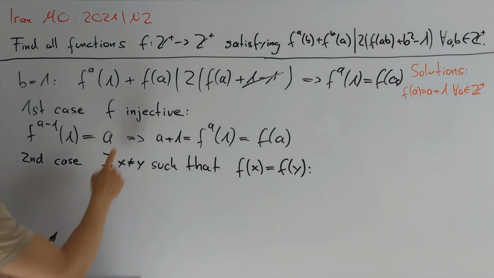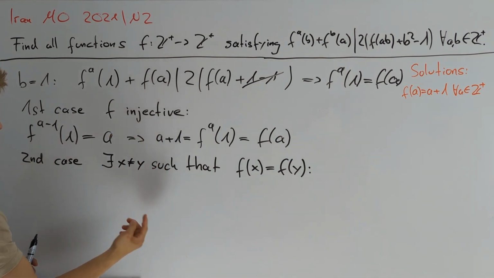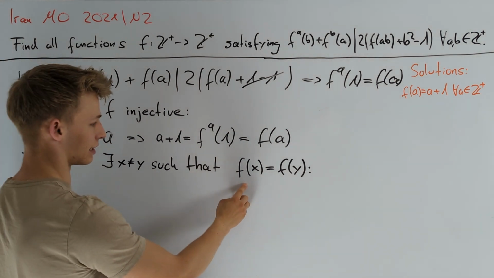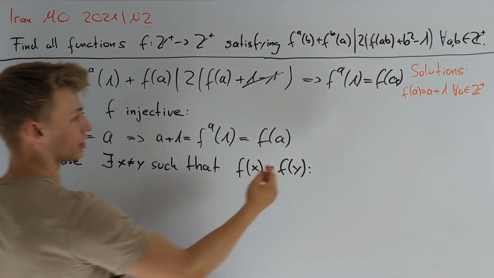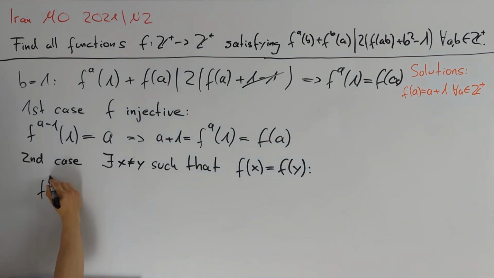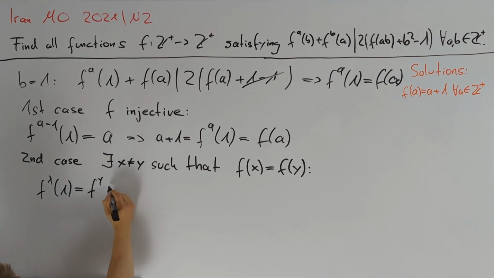In the second case, f is not injective, and therefore we can find two different positive integers, x and y, such that f of x is equal to f of y. Therefore, using this equation here, we directly get that also f to the power of x of 1 is equal to f to the power of y of 1.